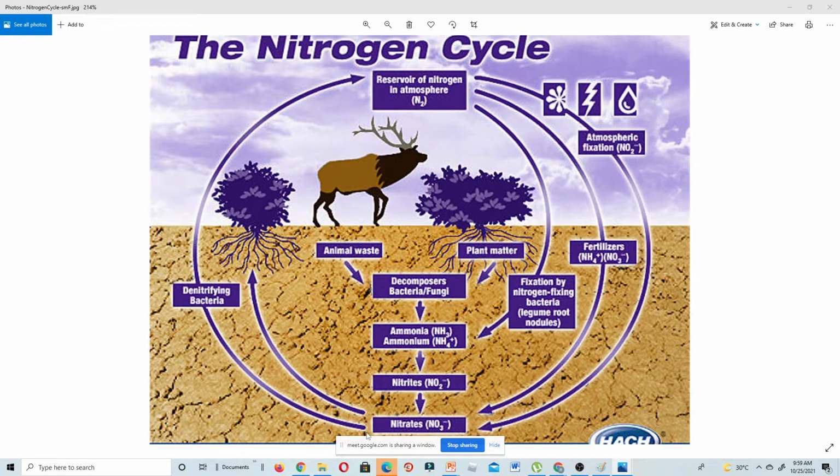Down the last line here to the left, where you're seeing denitrifying bacteria, if you realize, it comes from nitrates and it goes all the way to the reservoir of nitrogen in the atmosphere. So I just say denitrify now. What this means is that in the soil there are some types of bacteria that are known as denitrifying bacteria. What these bacteria do is that they convert the nitrates that plants need to nitrogen gas.